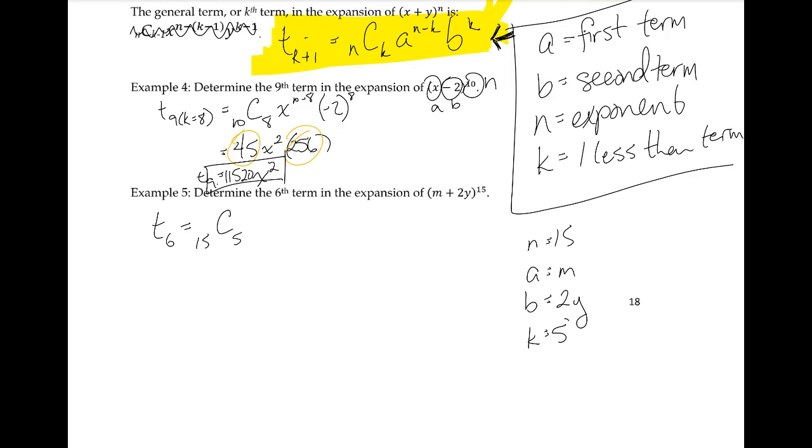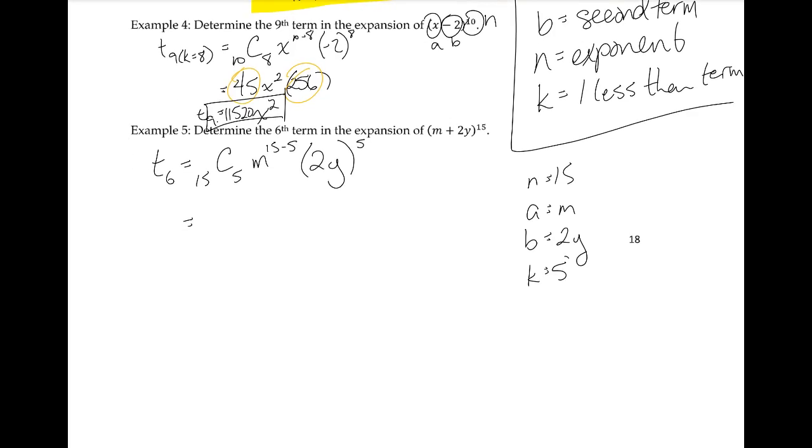Okay, then I've got my first term, which is M to the power of N minus K. And then my second term, which is 2y, so I'm going to put it in brackets, and it's all to the power of K, which is 5. So what does that mean? How does that change? Well, I still have to solve for my combination, so that's nothing new. Plug that into my calculator, try and write the correct number.